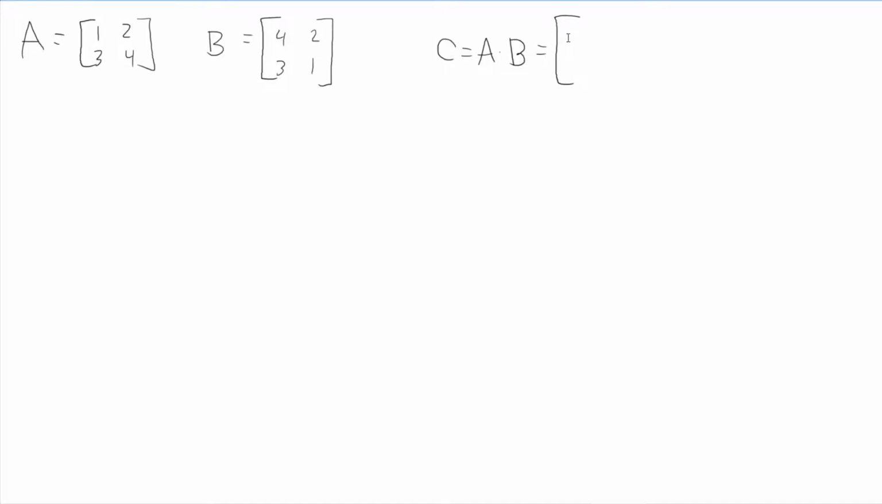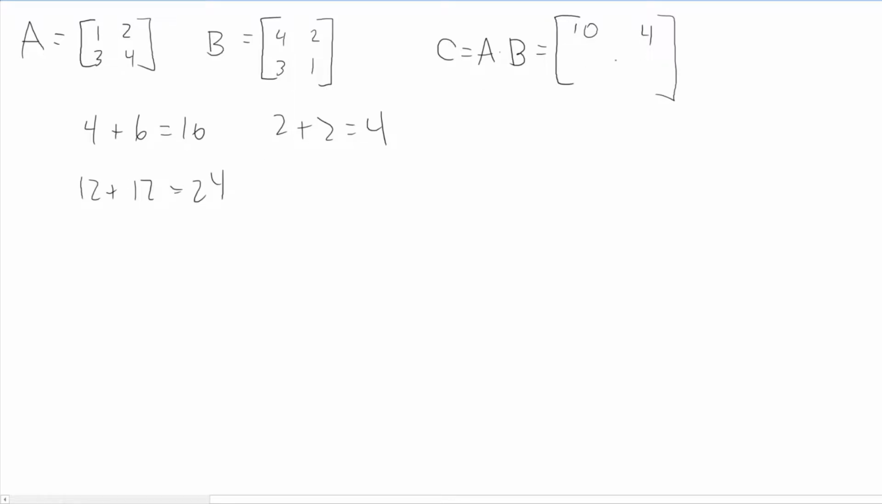I actually haven't computed the final one here, so let's go ahead and do that. Let's start with the first one. Maybe I'll do a little scratch notes down here. We're going to do first row times the first column. We're going to get 4 plus 6, which is 10 for my first one. Now first row, second column, we're going to get 2 plus 2 for 4. Now our next row and next column, we're going to get 3, 4, 3, 4. So what's that? 3 times 4 is 12, and again is 12, is 24. And then let's do our last one, 3, 4, 2, 1. What's that going to be? It looks like 6 plus 4 again equals 10.